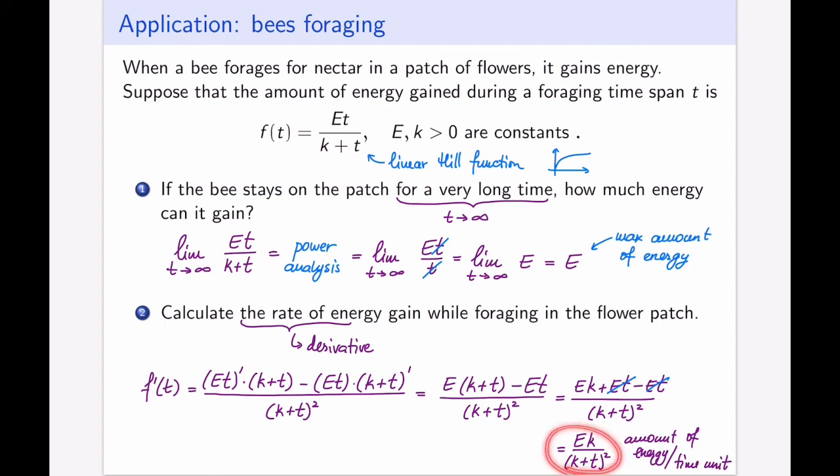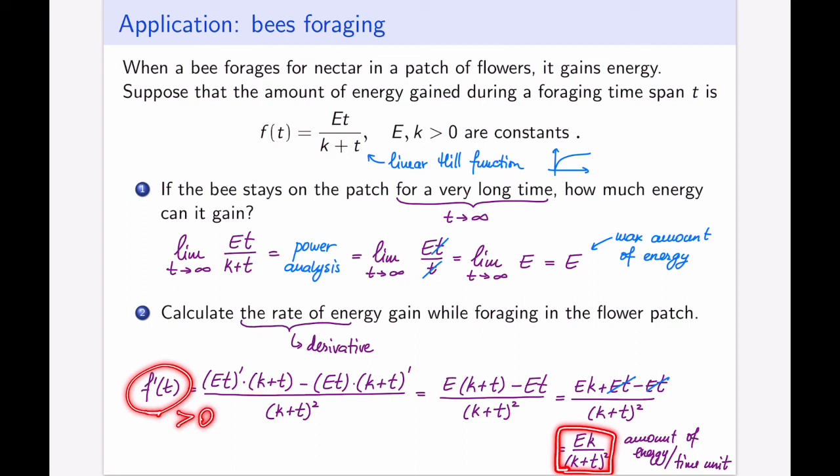We notice here actually that we started off with a function that was a linear Hill function that had my variable on top and bottom. We ended up with the derivative that only has the variable on the bottom. Another interesting observation here is that e and k are both positive. So this term on top is always positive and the bottom is always squared, which means it's also always positive. So that indicates that this derivative will always be positive.